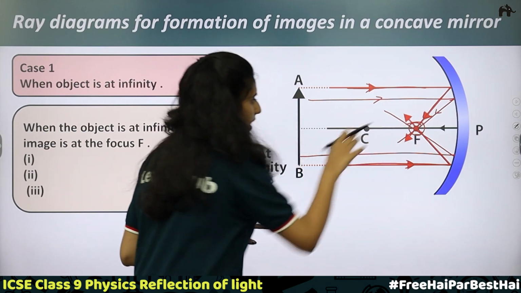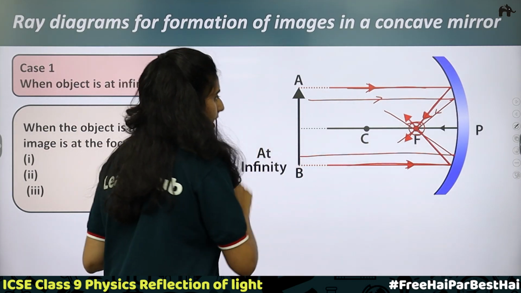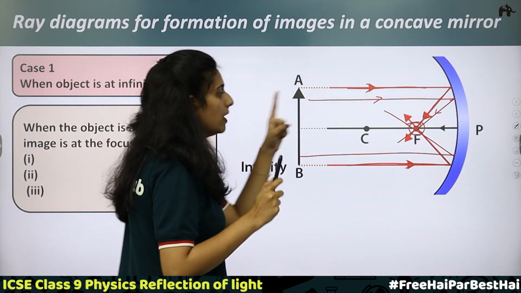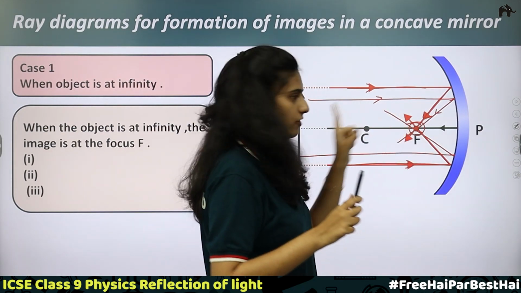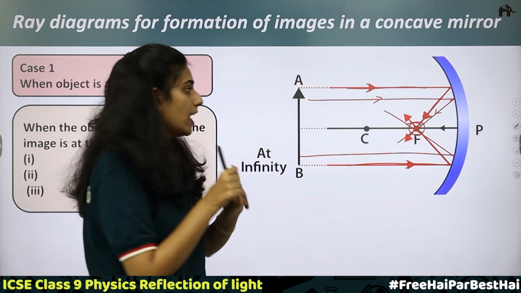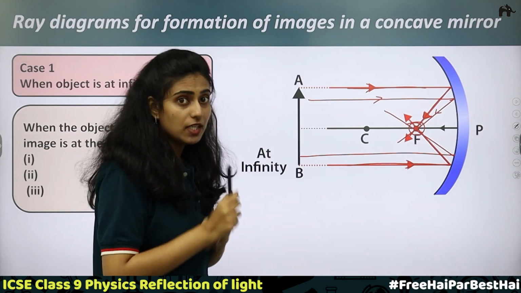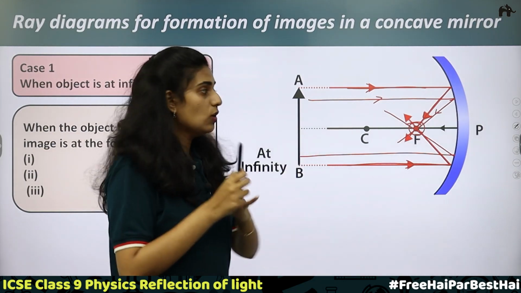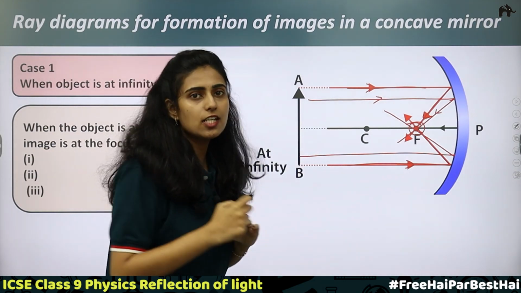So where is the image formed? If the object is at infinity, the image will be formed at the principal focus of a concave mirror. So the first thing we got is where the image is formed: at the focus. Now next we have to study the nature of the image.